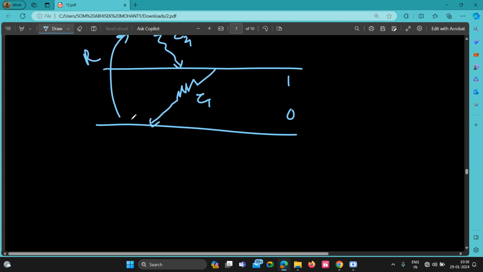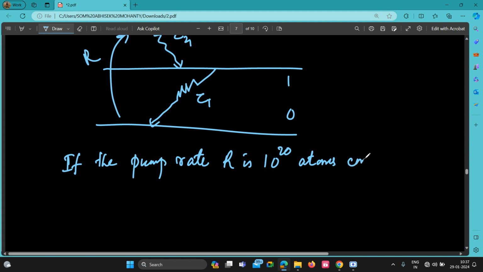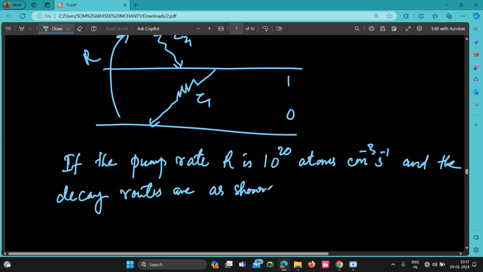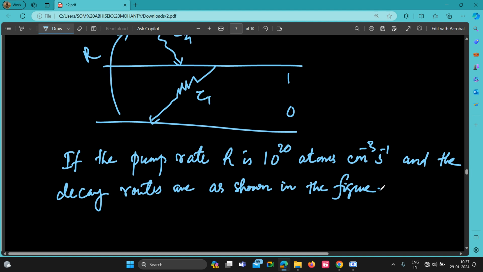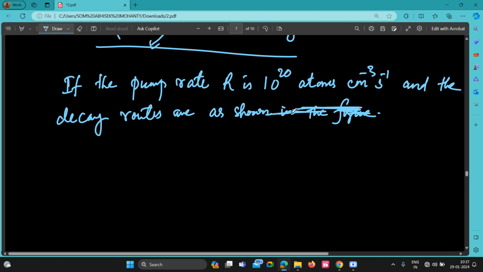If the pump rate R is 10 to the power 20 atoms per centimeter cube per second, and the decay rates are as shown in the figure, tau 21 is equal to 20 nanoseconds, tau 1 is equal to 1 microsecond.